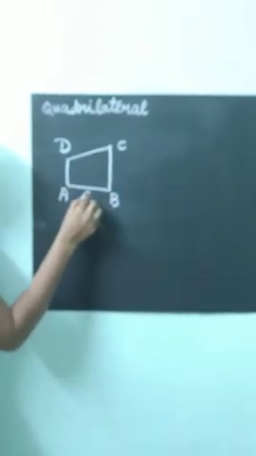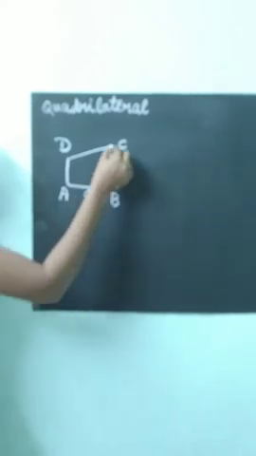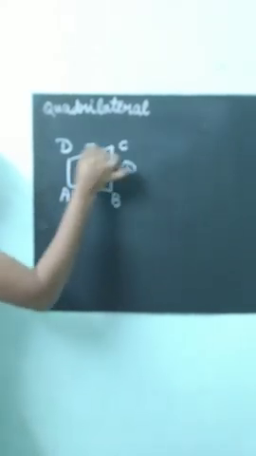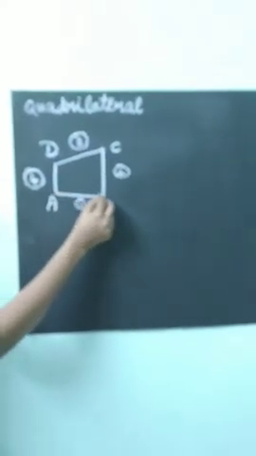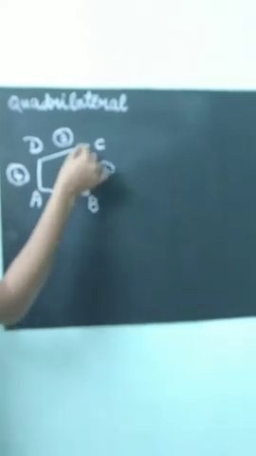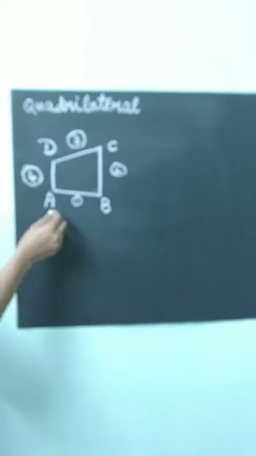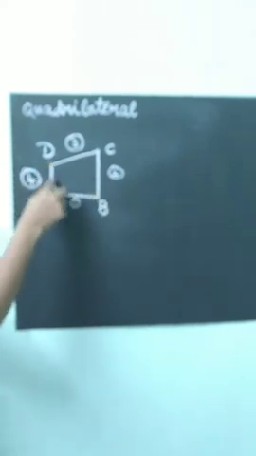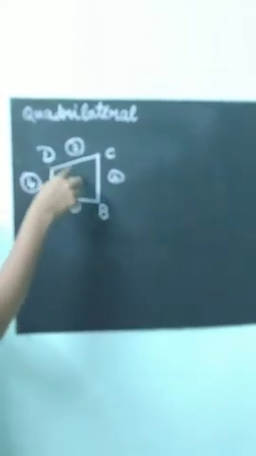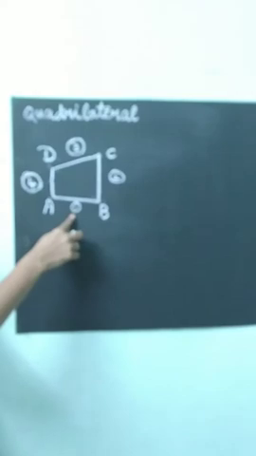AB is the first side, BC is the second side, CD is the third side, and DA is the fourth side. Side means just a line. Each and every line is considered as one side. Now, how many sides are there? 4 sides, and the 4 sides are also closed. So this is called a quadrilateral.